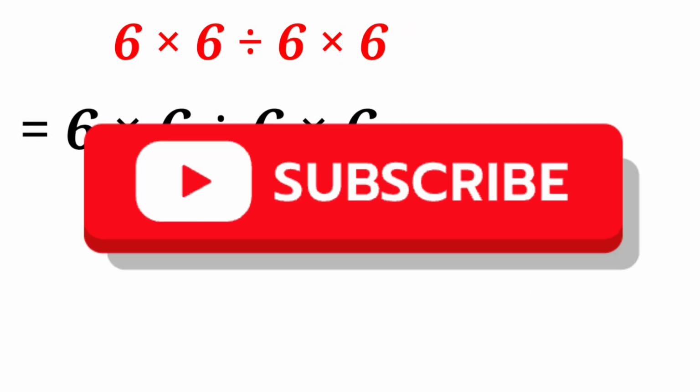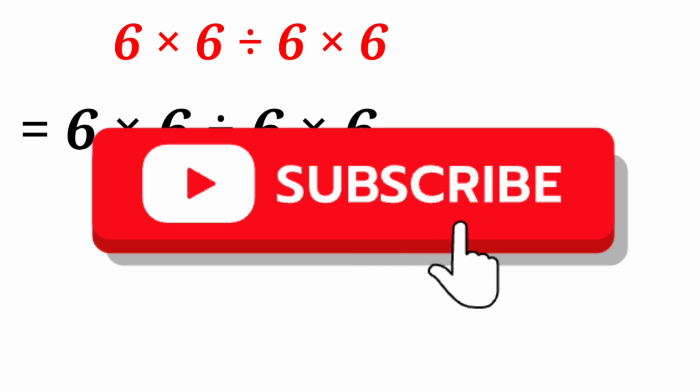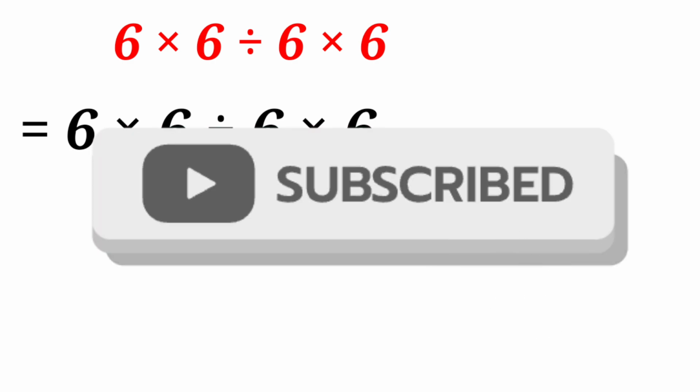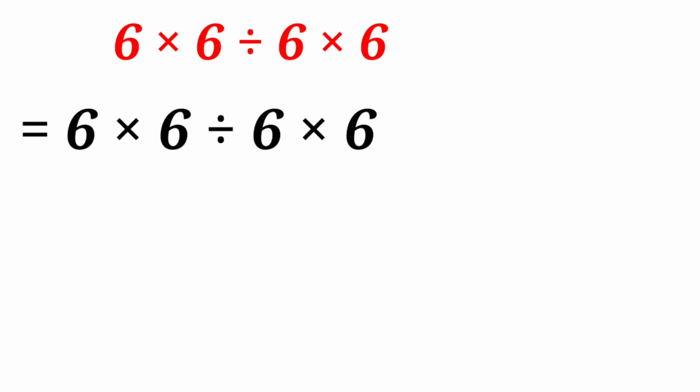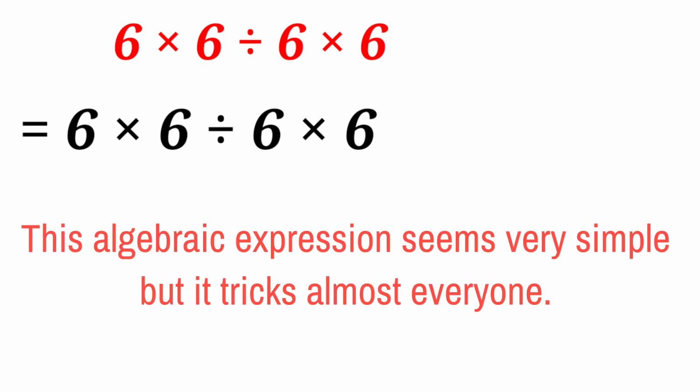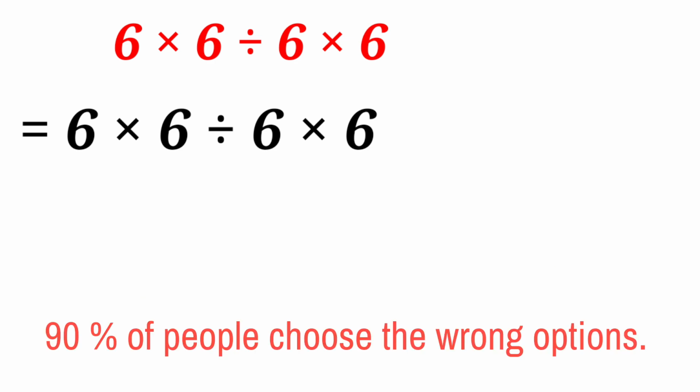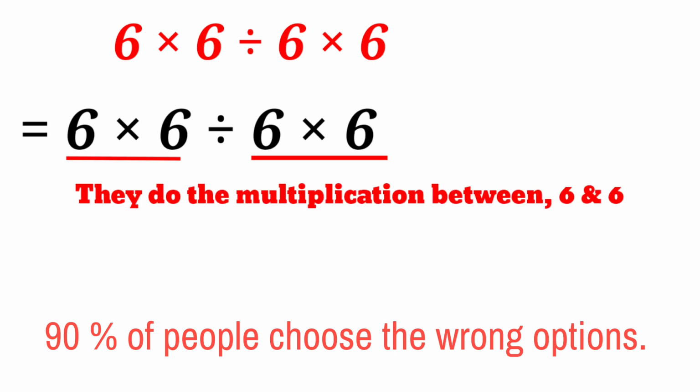In this video, we want to find the value of this expression: 6 times 6 divided by 6 times 6. This algebraic expression seems very simple, but it tricks almost everyone. 90% of people choose the wrong option.